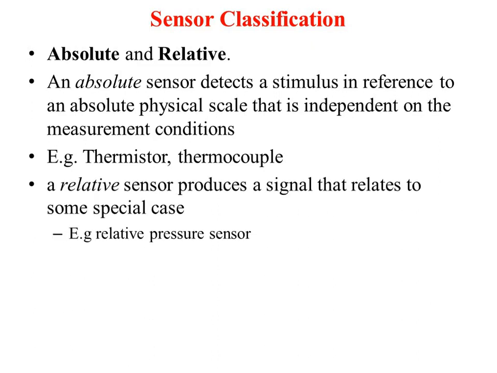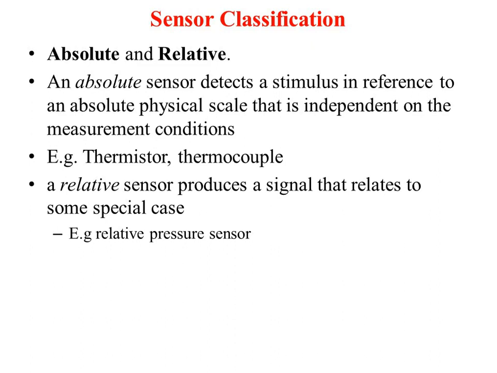A relative sensor produces a signal that is related to some spatial reference. So here the example is the relative pressure sensor. Pressure sensors are of two types: absolute as well as relative. I have taken the example of relative only. In a relative pressure sensor, you are measuring the pressure with reference to zero pressure.